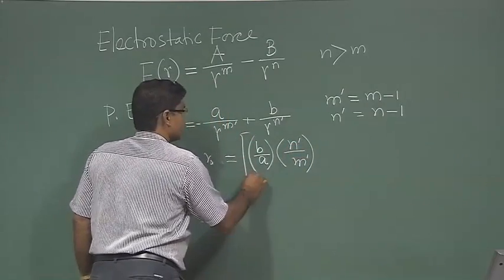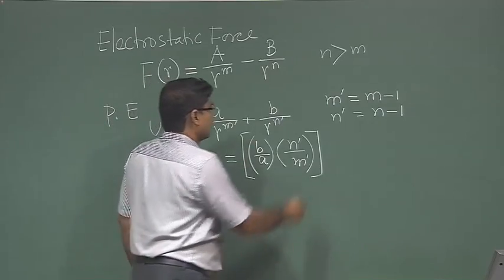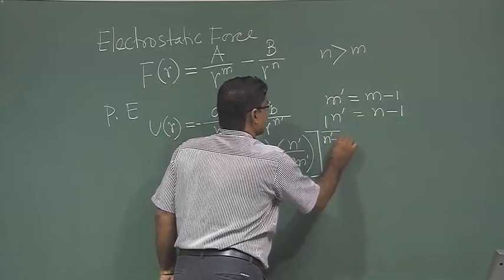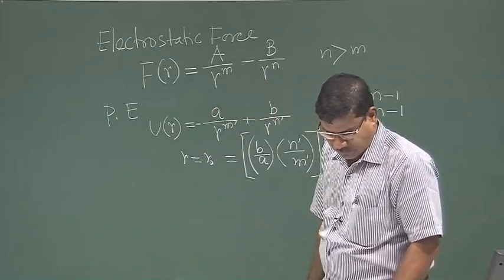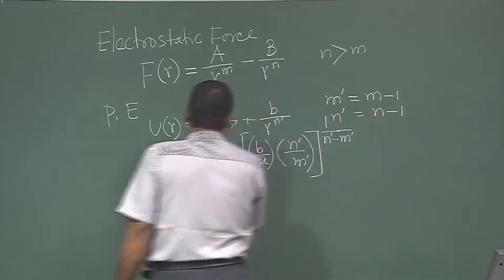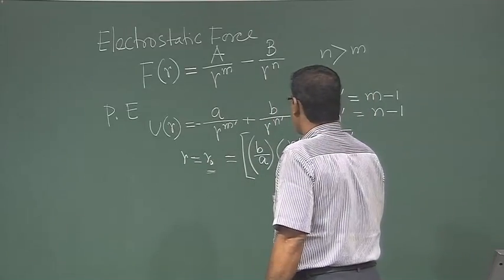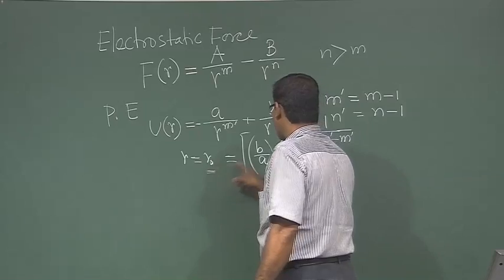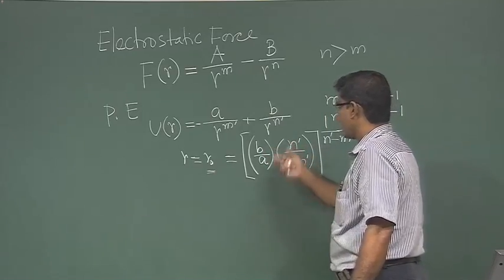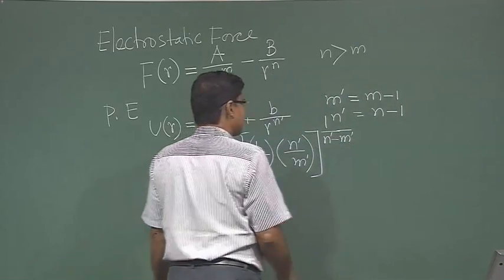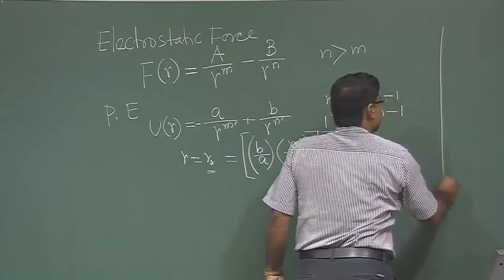So, the dash was missing in last class. So, one has to put dash to the power 1 by n dash minus m dash. So, this is the equilibrium distance between atoms in a solid, and that equilibrium distance depends on a, b, m dash, n dash. These are the characteristic constants for atom, and we have plotted earlier.